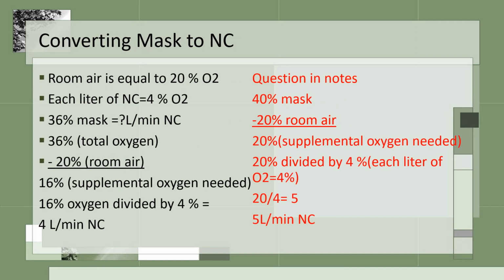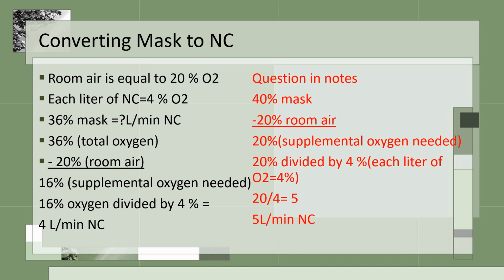So now we're going to learn how to convert a patient from an oxygen mask to a nasal cannula. So just remember, room air is equal to 20% of oxygen. And every liter of nasal cannula oxygen is equal to 4% oxygen. So we have two problems here. The first one is the patient has a 36% mask. How many liters per minute a nasal cannula would that be?